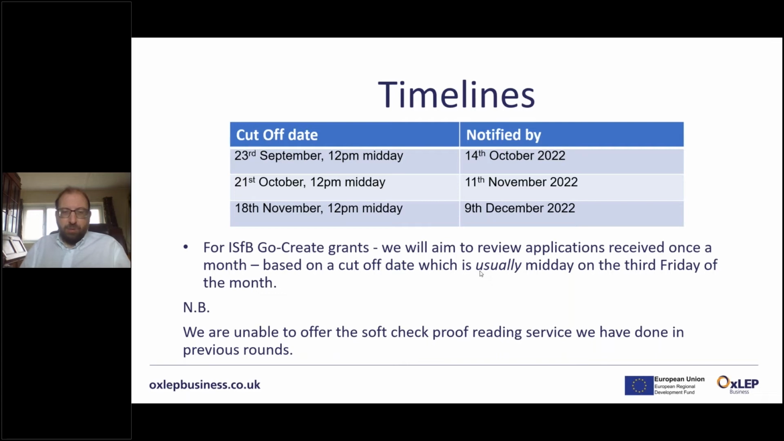There we are. So we operate a rolling grant process with a series of cut-off dates. The first cut-off date is the 23rd of September at midday, and we aim to have notified applicants by the 14th of October. If you can't get your application in for the 23rd of September, the next dates are the 21st of October and the 18th of November, also at midday. And the notification points are effectively 3 weeks or so later. The cut-off date is usually midday on the third Friday of the month.